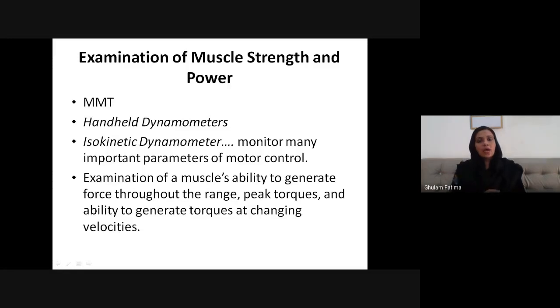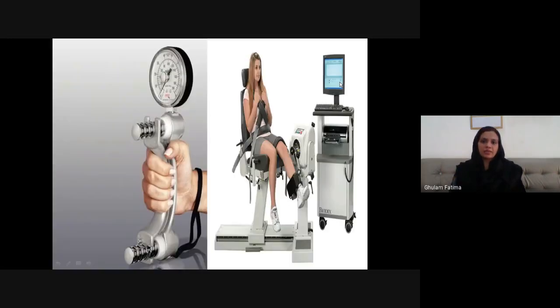Now we come to the examination of muscle strength and power. Different methods can be used. The simplest method you have already learned is manual muscle testing, which can be used for examination of muscle strength. Handheld dynamometers: here you can see a handheld dynamometer.